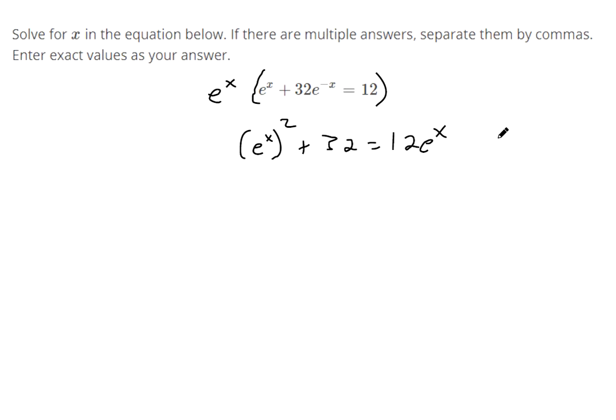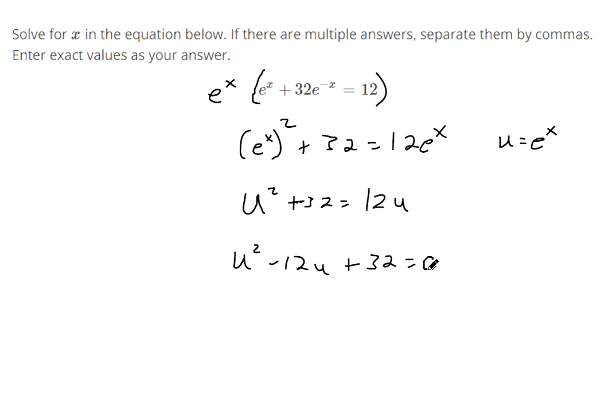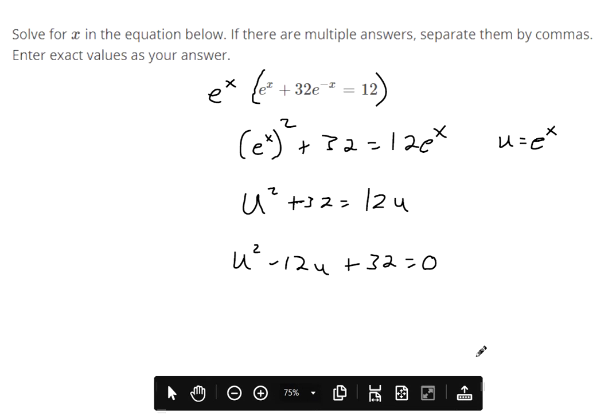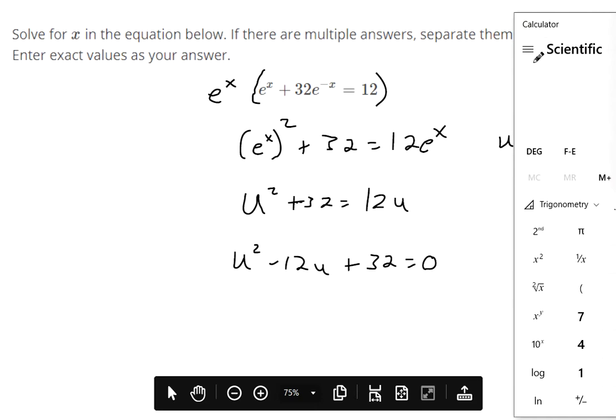You could make a little substitution. You could say u is e to the x, because we've got a squared term, we've got a term to the first power, and then we've got a term that doesn't have e to the x. So u squared plus 32 equals 12u. And so solve that like a quadratic, set it equal to 0. And here's where you could use the quadratic formula or factor. I prefer to factor if I can.